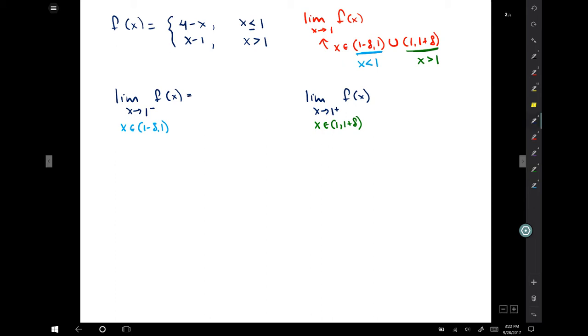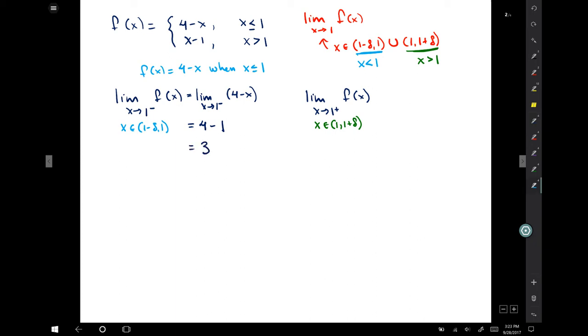Specifically, to the left, we can take the left limit and we can use 4 minus x because we know that f of x is equal to 4 minus x when x is less than or equal to 1. We're talking about 4 minus x when x is less than 1. And so now we can just plug that in because 4 minus x is continuous. So we have 4 minus 1, and so we have 3.